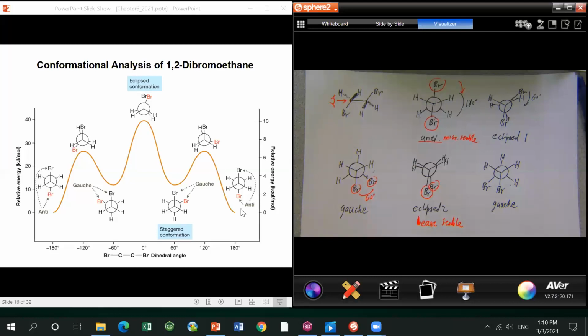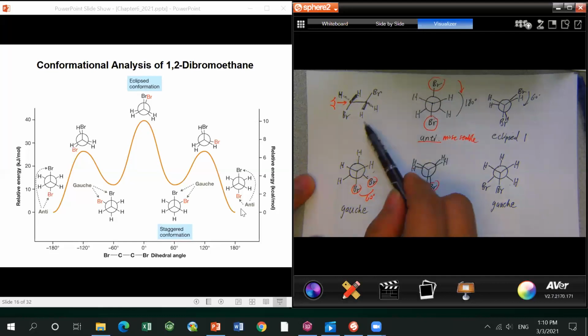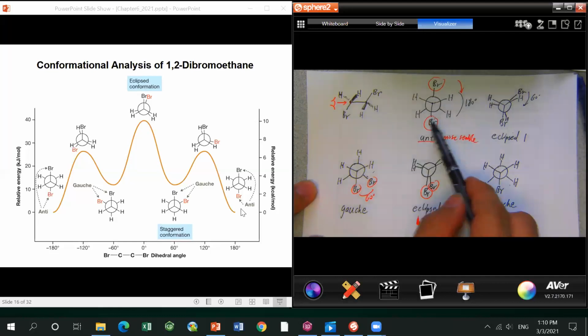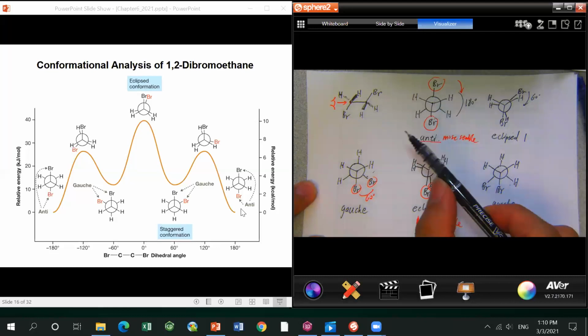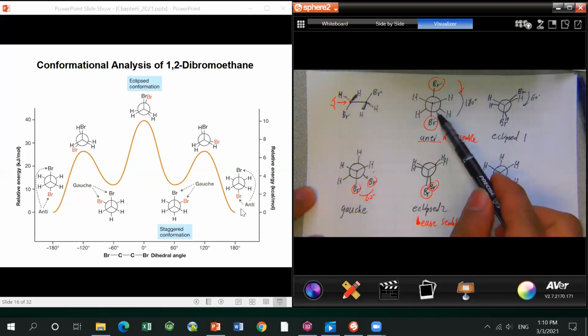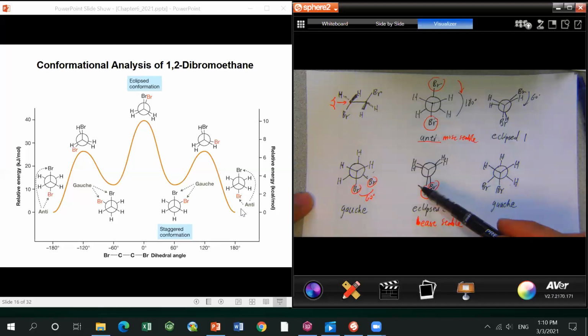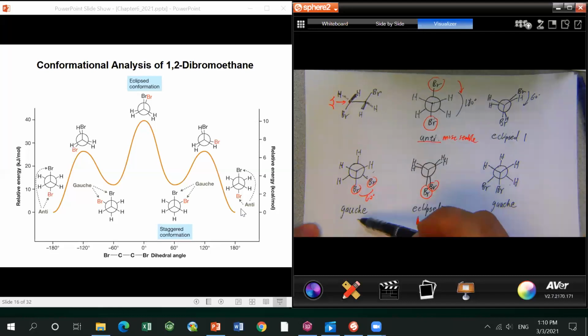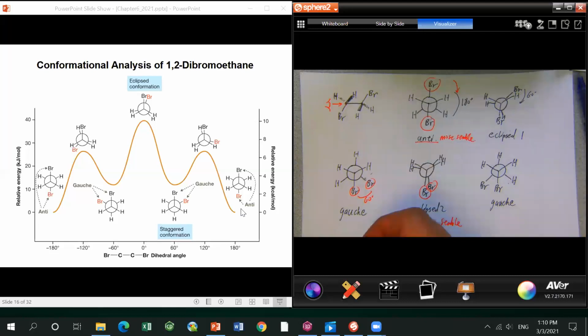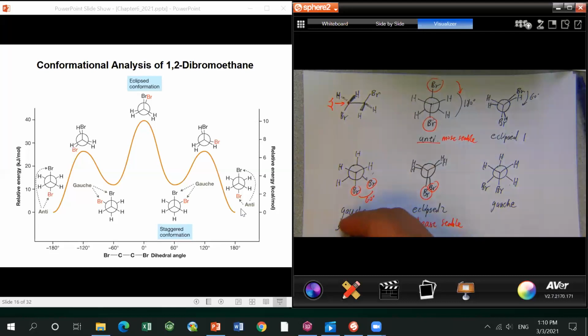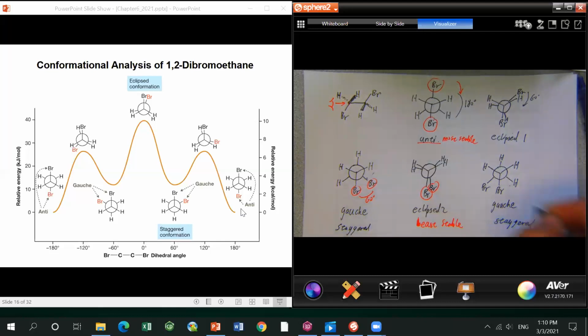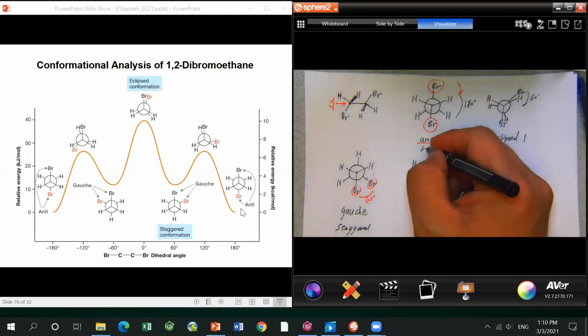For you guys, first, you need to know how to convert the wedge structure into the Newman projection. Second, you should be able to analyze the different conformations. Gauche belongs to staggered. This one we call staggered, this one is also called staggered, and this one, anti, also belongs to staggered.